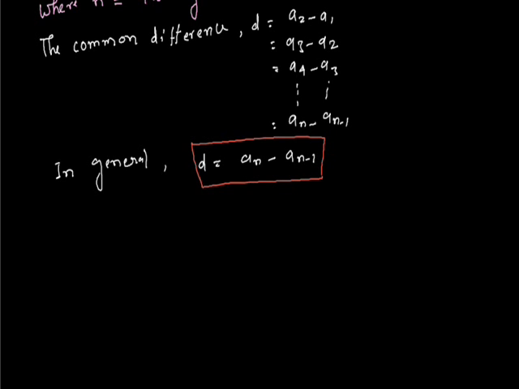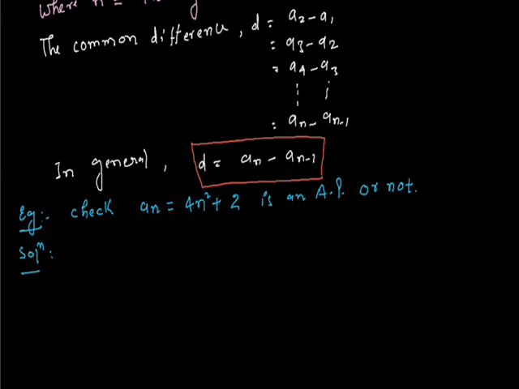Now let us take an example. We have to check whether an equal to 4n square plus 2 is an AP or not. Here the nth term is given as an equal to 4n square plus 2.